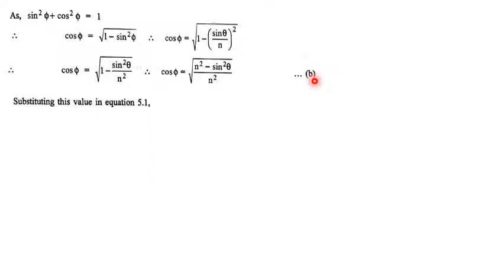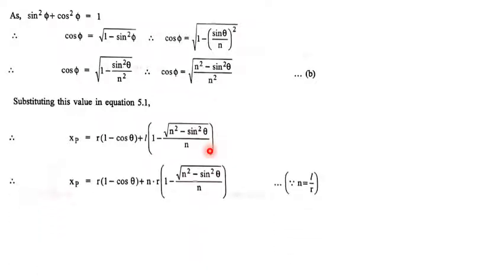Now I'm going to substitute this cos phi value in equation number 5.1, so that the equation consists of both phi as well as theta values. So xp is equal to r into 1 minus cos theta. I'm not going to change this one because it is in theta only. Whereas here, L into 1 minus cos phi. In place of cos phi, I'm substituting root of n square minus sine square theta divided by n square, and I'm going to simplify this one.